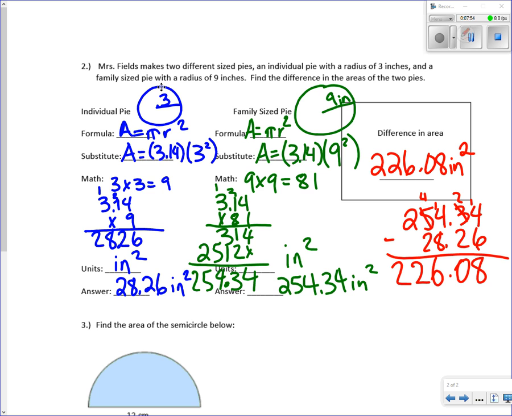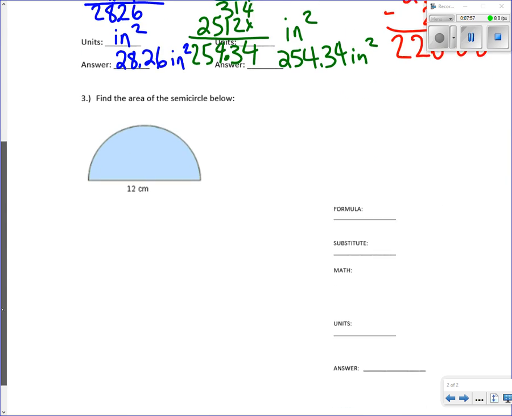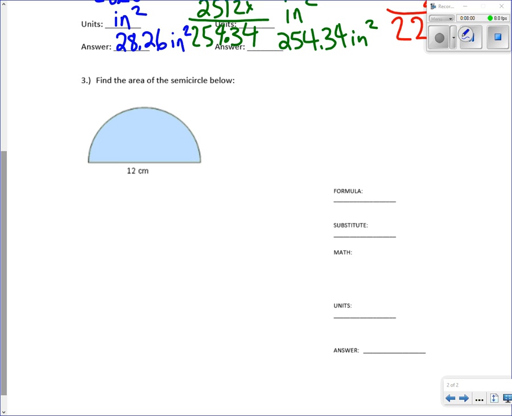Number 3 says, find the area of the semicircle below. They gave us a picture, but we don't have a whole circle, we have half a circle. That is what semicircle means: semi means half. We're going to start with our regular formula of area equals pi r squared. However, because it's half of a circle, I have to put a 1/2 in my formula. You can also use 0.5 if you want the decimal form. Either way is acceptable.